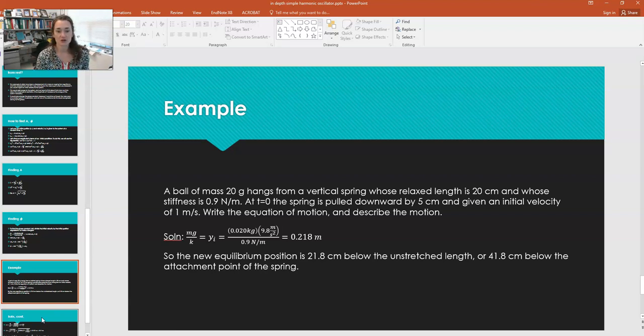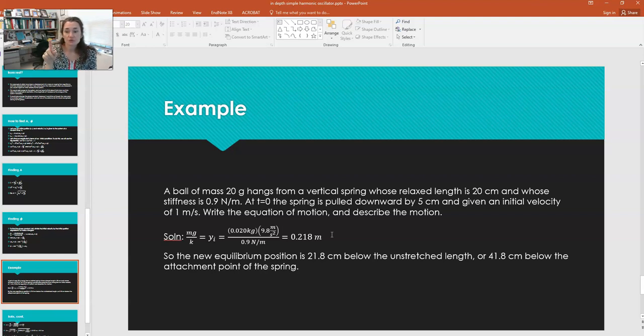All right, so here we go. First of all, let's find what our new equilibrium position is for this mass on a spring. It tells me that the relaxed length is 20 centimeters, but that's when it's not got anything attached to it with gravity pulling it down. So solving for my new yi, I get mg over k is equal to yi, which is 0.02 kilograms times 9.8 meters per second squared divided by 0.9 newtons per meter. When I do all that, I get yi is equal to 0.218 meters. To interpret this result, the new equilibrium position is 21.8 centimeters below the unstretched length.